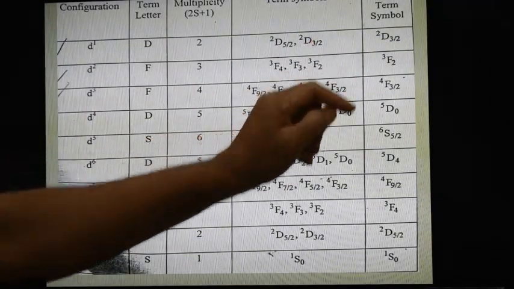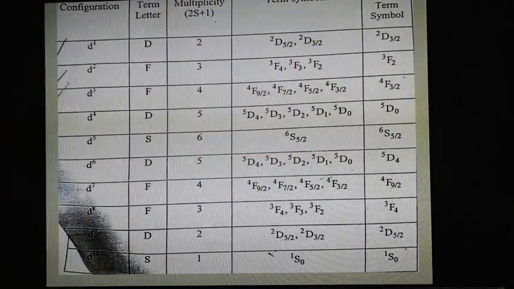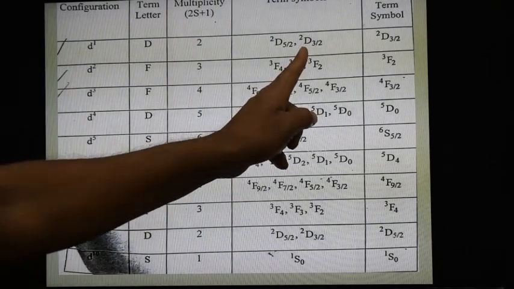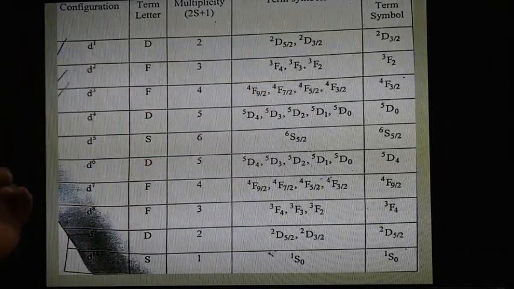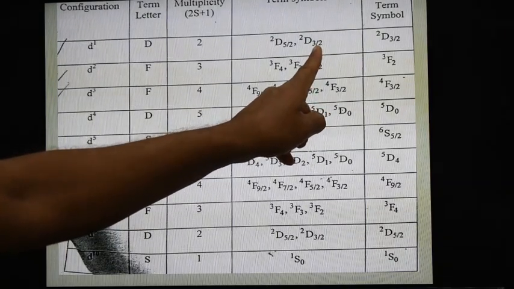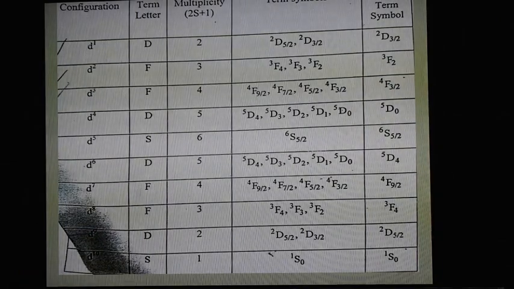Now out of these two terms, what is the ground state? Term 2D3/2, as per the rule of LS coupling. If the subshell is d1, it is less than half filled, so the minimum value of J is more stable. So 2D3/2 is the ground term symbol for the d1 system.